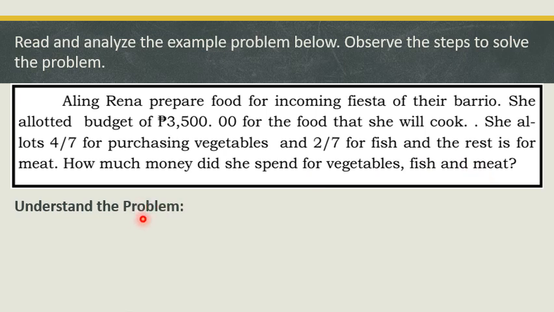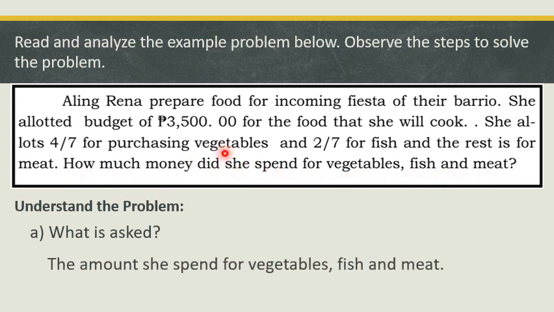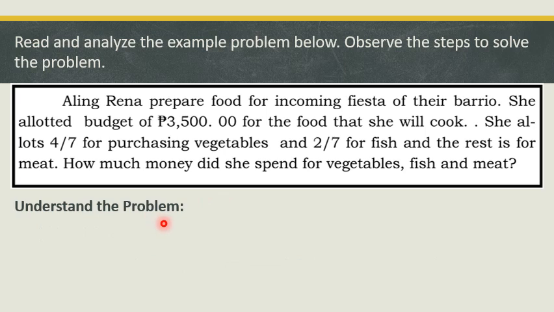So, first step is to understand the problem. First, let us identify what is asked in the problem. So, ano ba tinatanong dito? So, ito, di ba? Siyempre, yan yung may question mark. So, yung how much money did she spend for vegetables, fish, and meat? Or the amount she spent for vegetables, fish, and meat. So, ginawa lang sentence form itong question form natin dito.